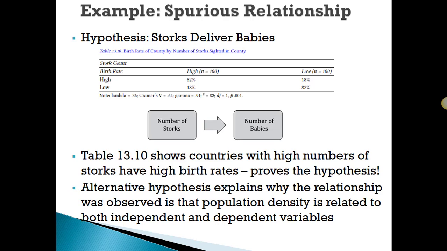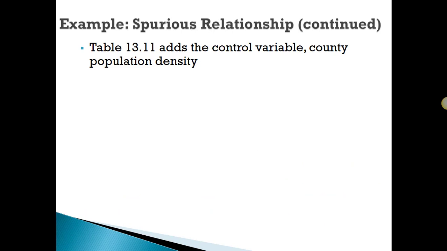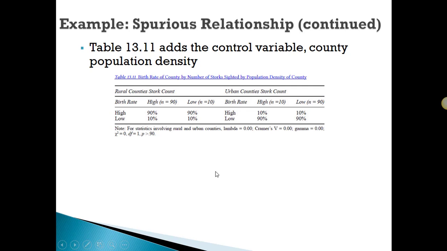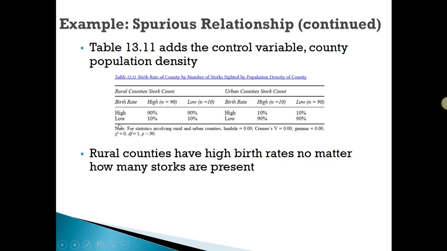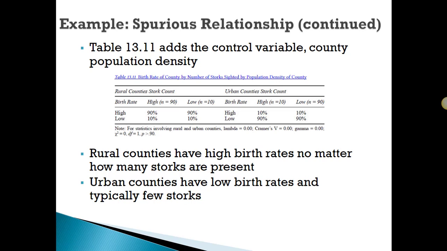An alternative hypothesis explains the relationship observed: population density is related to both the independent and the dependent variable. And if we add that control variable, we'll see the relationship change. So now we're going to look at the rural counties and the urban counties. This is where we're looking at population density. Urban counties obviously are going to be more dense. So now we look and see, what do we see now? Now we see the rural counties have high birth rates no matter how many storks are present. And the urban counties have low birth rates and typically few storks. So now we see that the population density is affecting both the number of storks and also the number of babies.